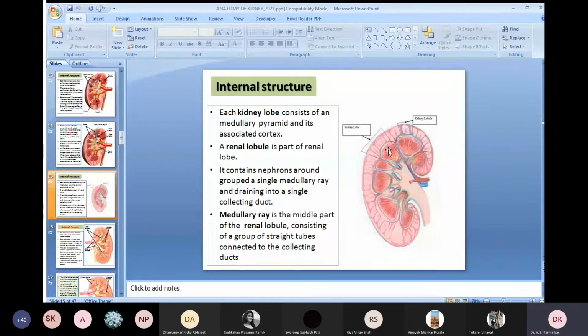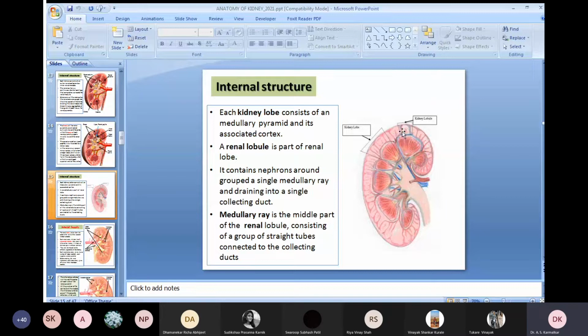Now, what is a kidney lobe? It is a renal pyramid along with the cortex, which is in relation to the renal. This whole is called the kidney lobe. What is the lobule? The renal lobule is a part of the kidney lobe, and it is in between the two vessels.